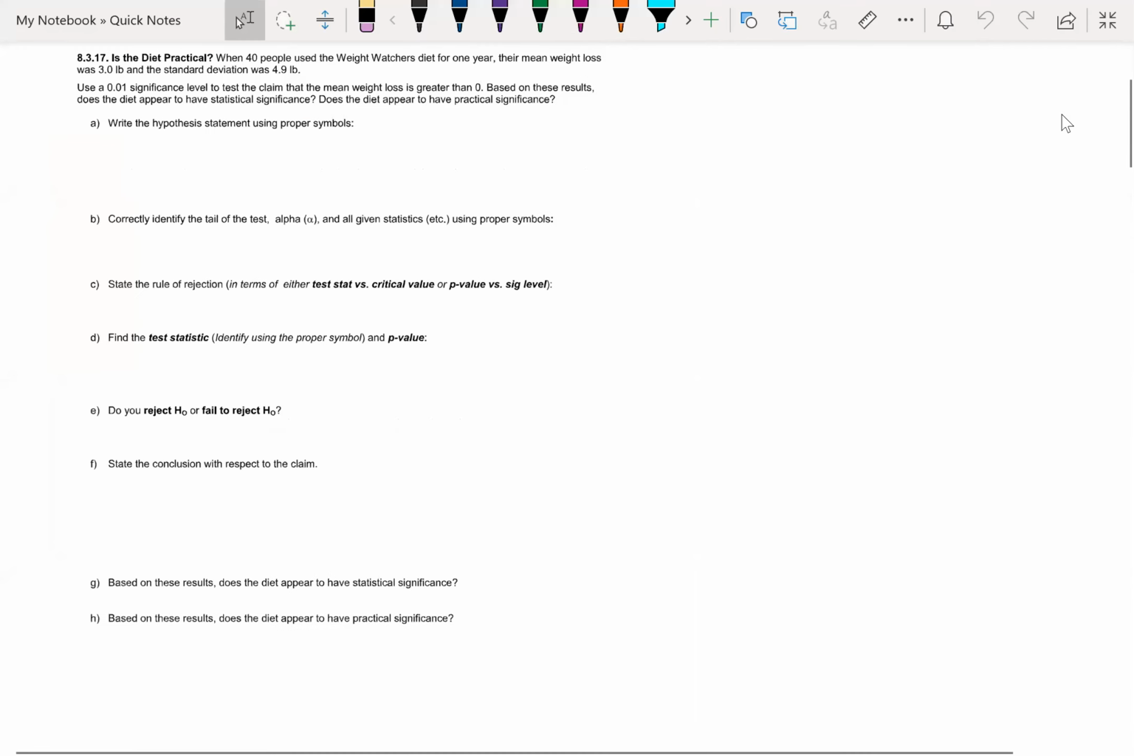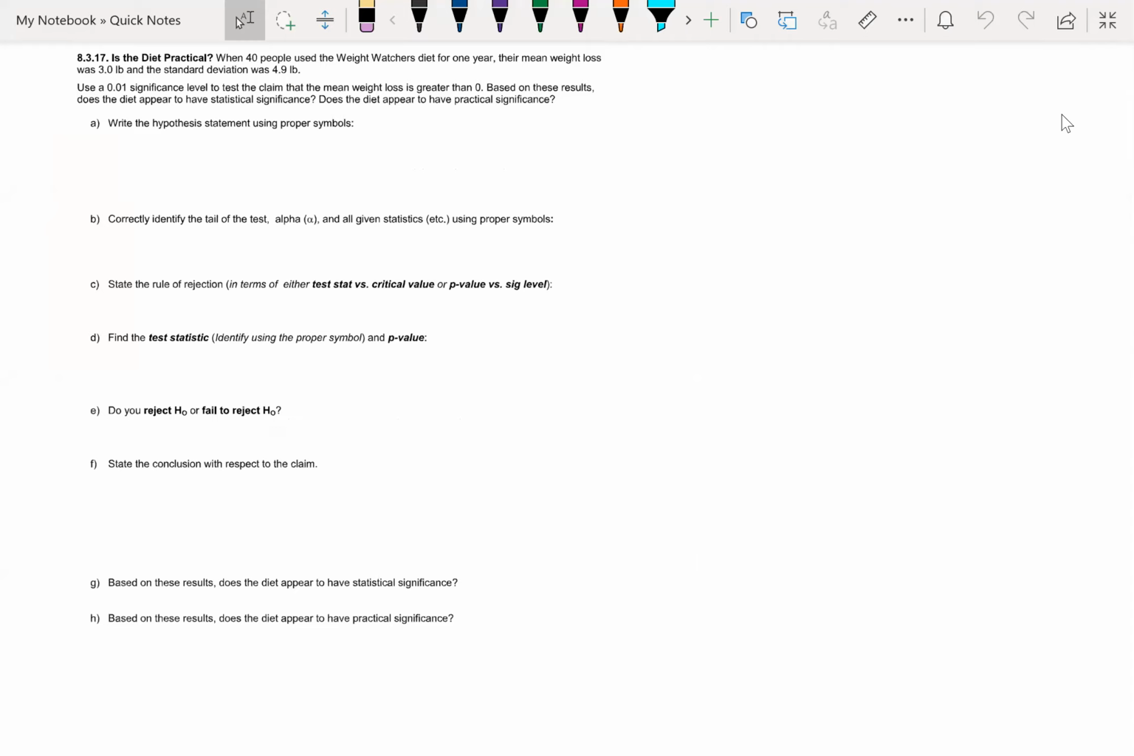Okay, we're going to take a look at 8.3.17. The question deals with, is the diet practical? It states when 40 people used the Weight Watchers diet for 1 year, their mean weight loss was 3.0 pounds and the standard deviation was 4.9 pounds. Use a 0.01 significance level to test the claim that the mean weight loss is greater than 0.